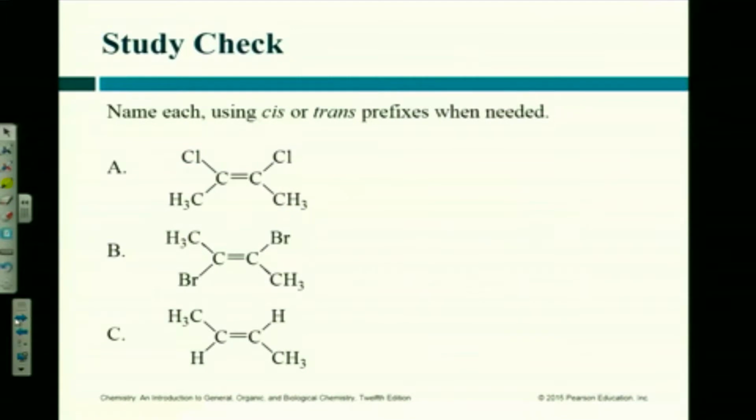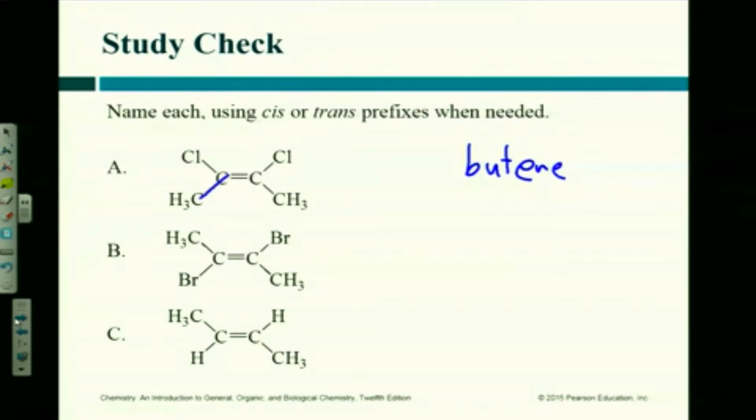All right. Let's see if y'all can name these. Or let's do them together. What's the longest possible carbon chain here? There's 4. So this is butane, right? Except that it has what? Is this ending correct? No. It's butene, isn't it? Because that's a double bond. What else does it have?